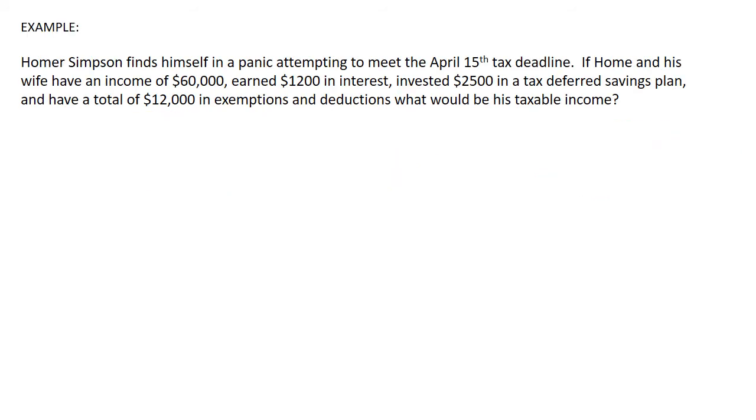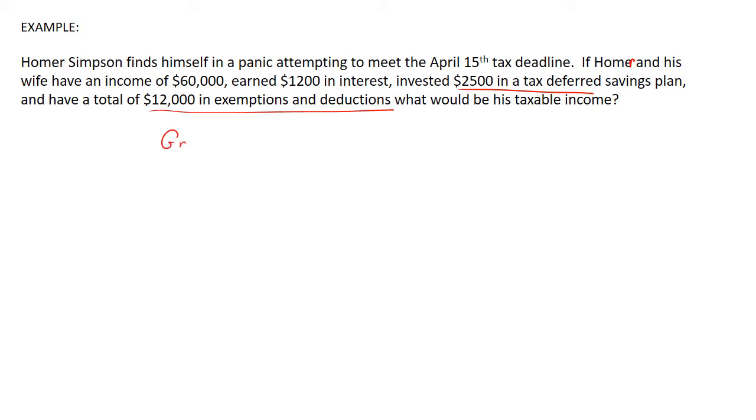Now, in this second example, we are going to involve some taxes. Here we have a gentleman called Homer Simpson who finds himself in a panic attempting to meet his April 15th federal tax deadline. If Homer and his wife had an income of $60,000, they earned $1,200 in interest, they invested $2,500 in a tax-deferred savings plan, that's important, and they have a total of $12,000 in exemptions and deductions, what's the taxable income?